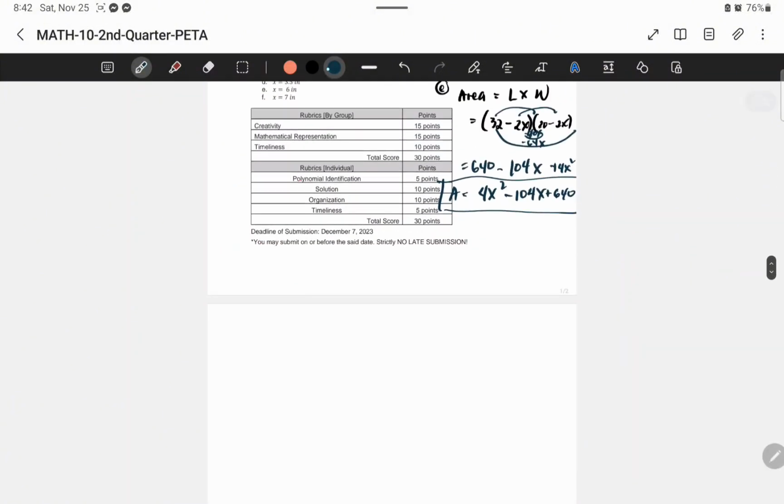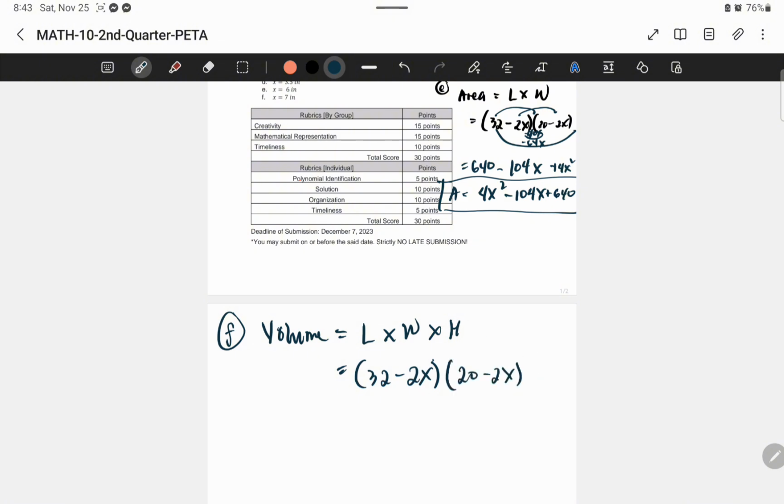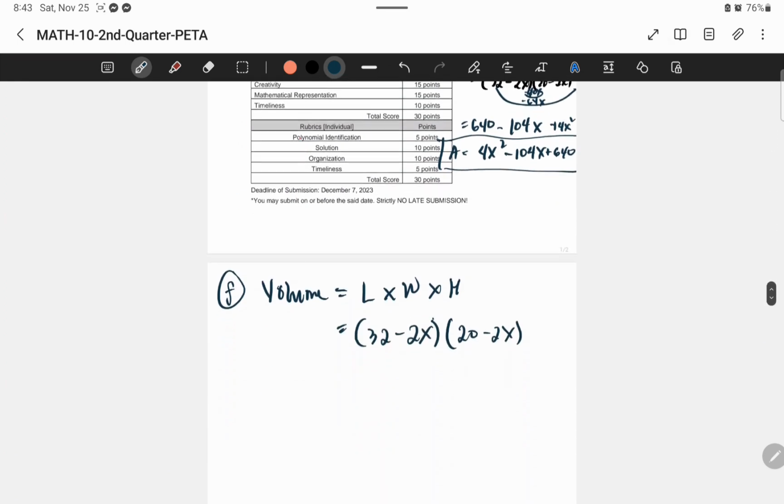Okay, for the volume, so this is for letter F na. Paano ba natin kino-compute yung volume ng cube? Diba? So that is, or ng box, or ng rectangular box. So that is length times width times height. So yung length natin is 32 minus 2x. Our width is 20 minus 2x. And our height, di ba, given na height natin dito, that is x.